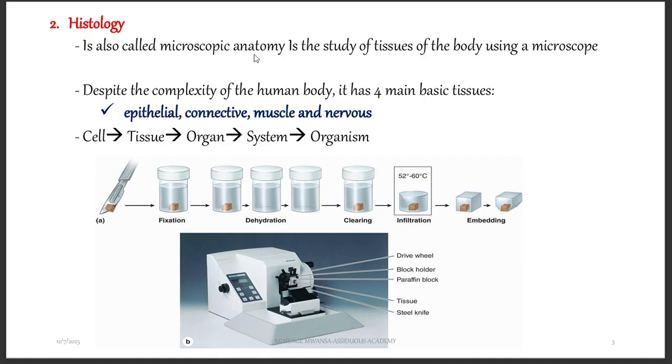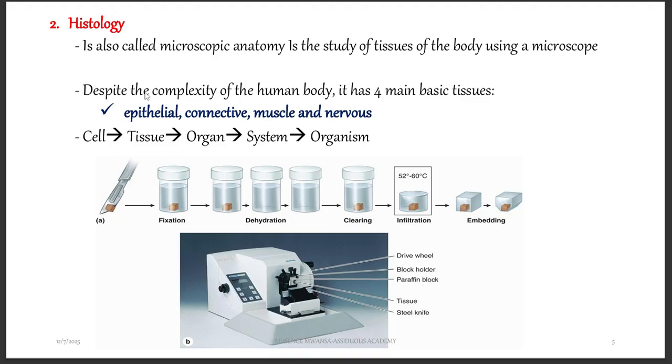So histology is us basically studying microscopic structures, those that we cannot pick up with our naked eyes, so we study them on the microscope. Now, basically what we study here are tissues. The body is very, very big, but we only have four types of tissues for the entire body.